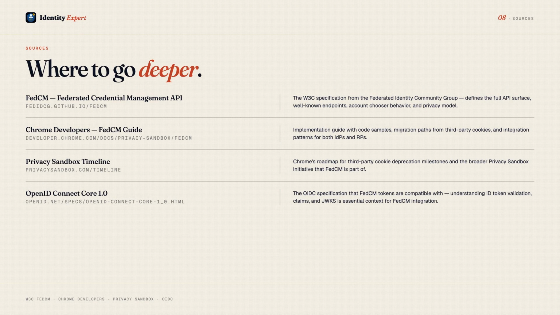All primary sources cited in this guide are on screen now. You will find the FedCM specification from the W3C Federated Identity Community Group, the Chrome developers' documentation with implementation guides and code samples, the Privacy Sandbox timeline for third-party cookie deprecation milestones, and the OpenID Connect core specification that FedCM tokens are compatible with. Direct links are in the video description.